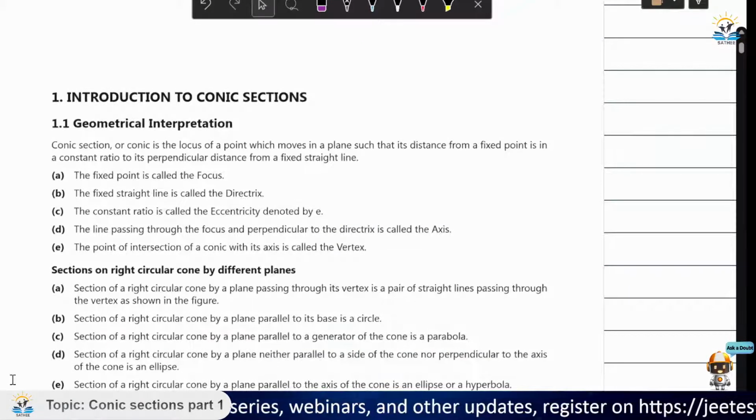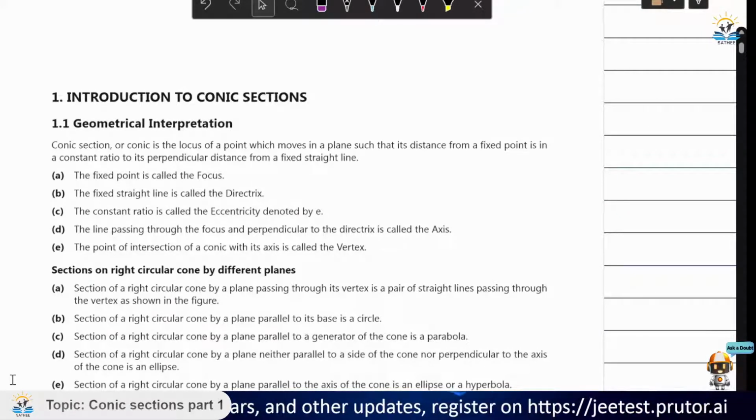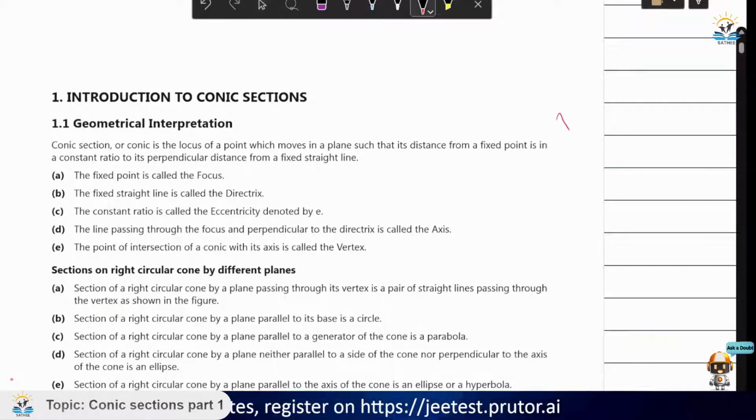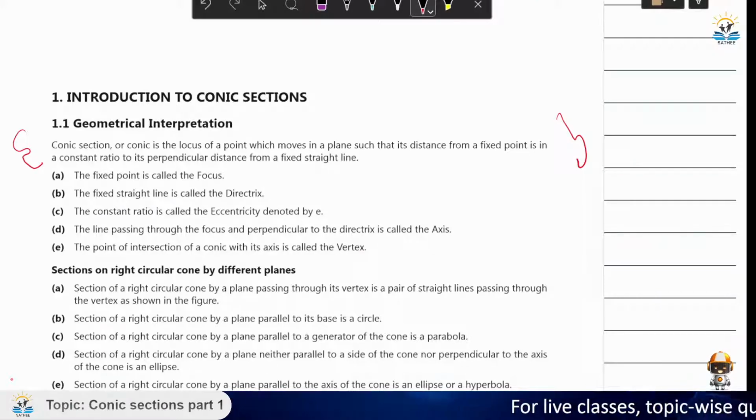A conic section or conic is a locus of a point which moves in a plane such that its distance from a fixed point is in constant ratio to its perpendicular distance from a fixed straight line. Okay, so this is very common. This is what you will observe while solving the whole conic section part of the JEE syllabus. Each conic, be it the parabola, the ellipse, or the hyperbola, satisfies this definition to a certain extent. So what changes in the definition is the ratio.